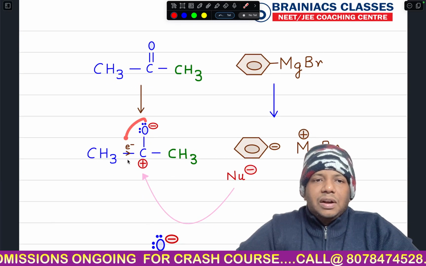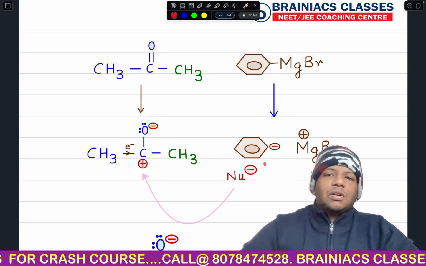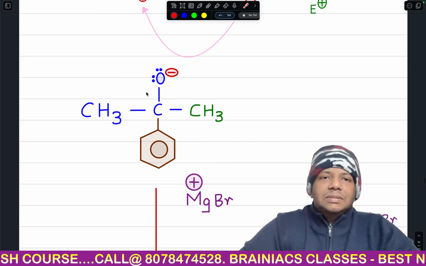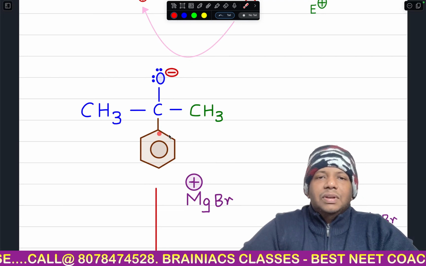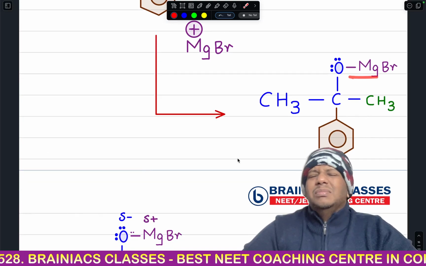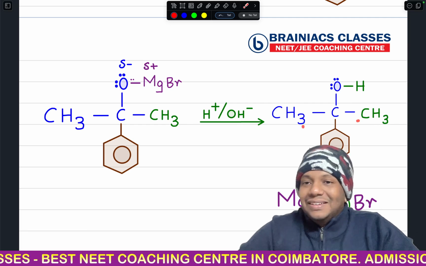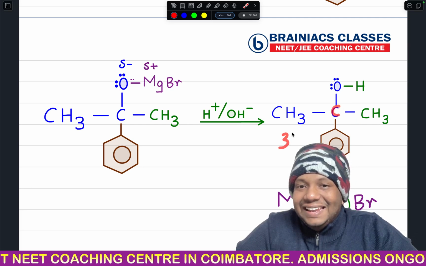Now similarly, you can do the same things for acetone also. Acetone will undergo polarization, this will undergo breakage, nucleophile is there, electrophile is there, so the nucleophile first will attack, then you will get a tetrahedral intermediate, then MgBr will attack, same thing, then followed by hydrolysis. Now you are getting an alcohol. You can see here this alcohol is a 3-degree alcohol.